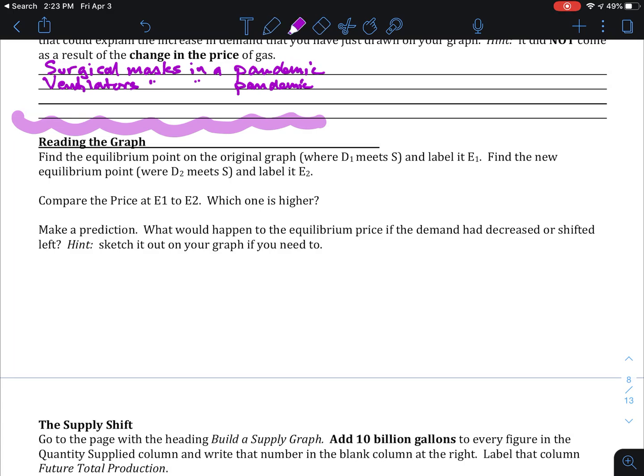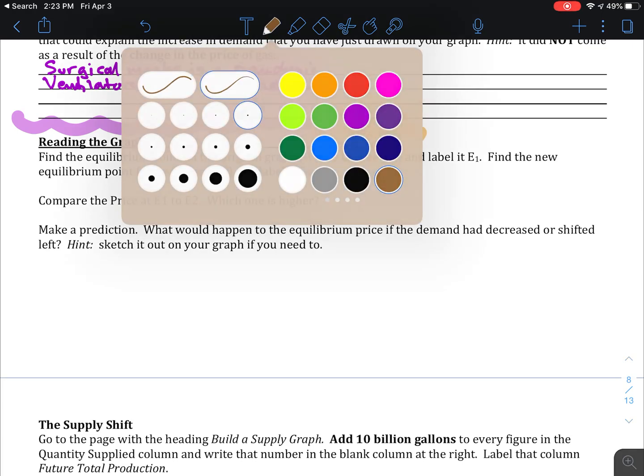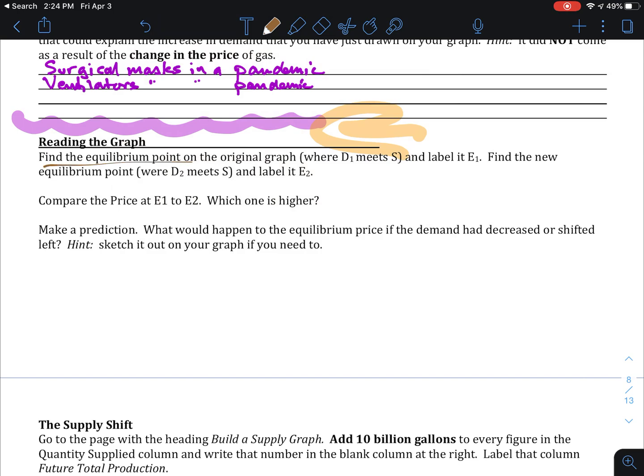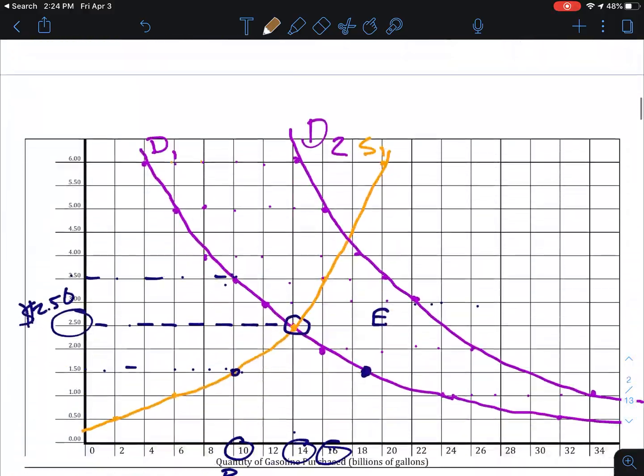We left off at this spot here. And what I'm going to do is continue on with the directions and take you to that graph that I drew the last time and you watched. Let's go back up then. What we have to do is find the equilibrium point on the original graph where D meets S and label it E1. Done that already, I believe. And then you find the new equilibrium point where D2 meets S and label that E2.